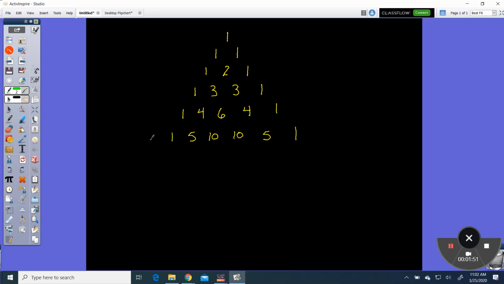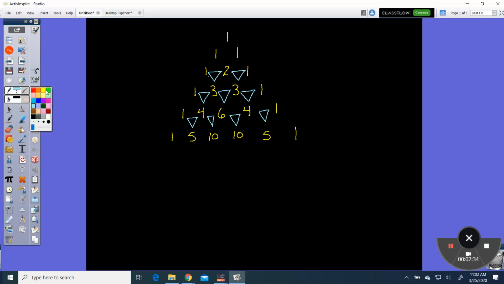But how do I get the next numbers? I don't know if any of you saw this pattern, but look at this. 1 plus 2 makes 3. 2 plus 1 makes 3. 1 plus 3 makes 4. 3 plus 3 makes 6. 3 plus 1 makes 4. 4 plus 1 makes 5. 4 plus 6 makes 10. 6 plus 4 is another 10. 4 plus 1 is 5. So anyways, that's how we're creating these patterns.